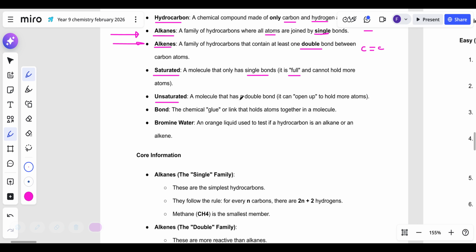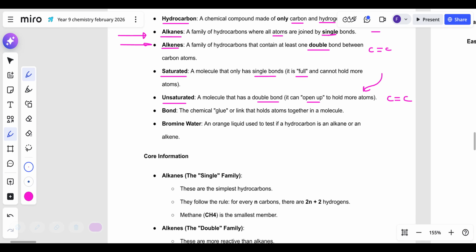Unsaturated, a molecule that has a double bond, e.g., it's an alkene. So it's getting used to all these crazy language terms that we use. It can open up and you can add more atoms. So what's a bond? It's a link that holds atoms together in a molecule. In organic chemistry, they're shown as single lines. That's it. Little sticks.